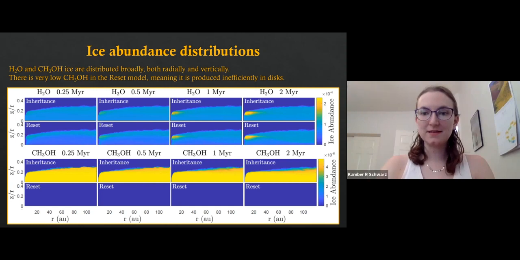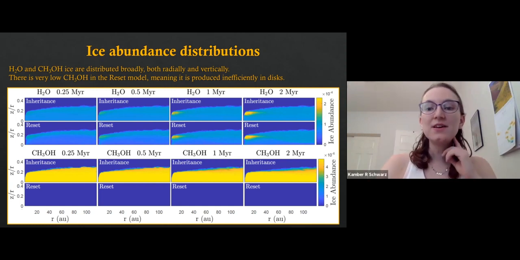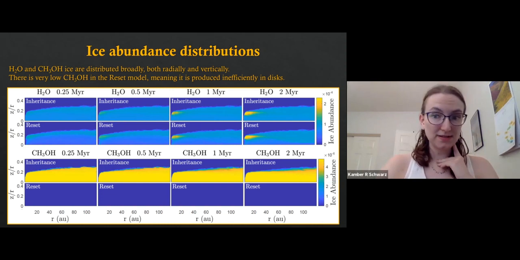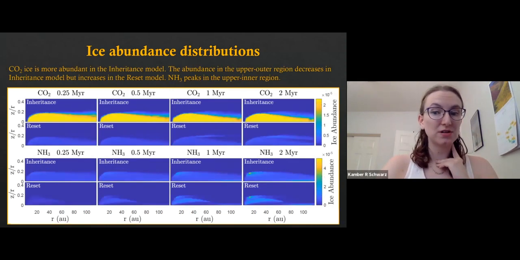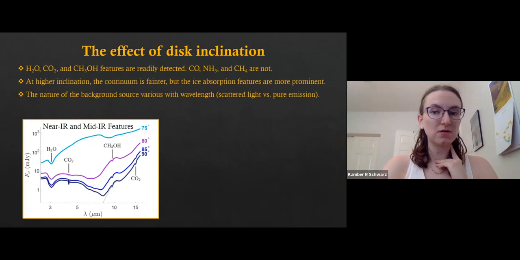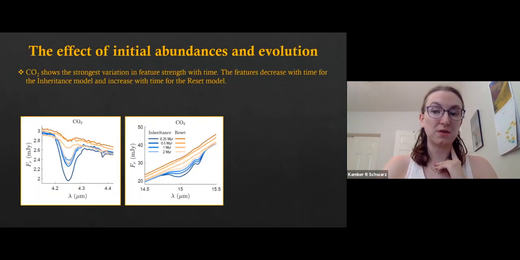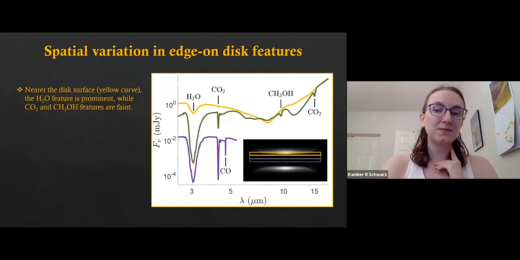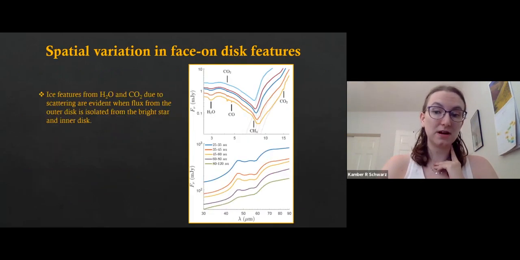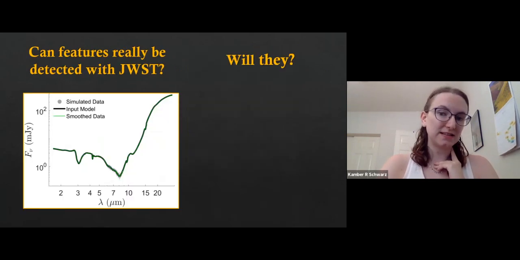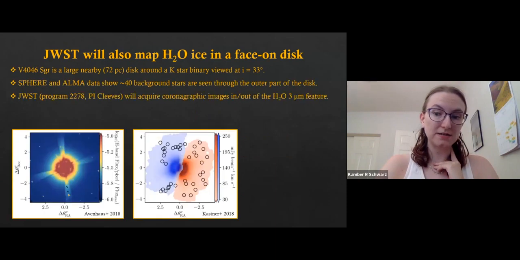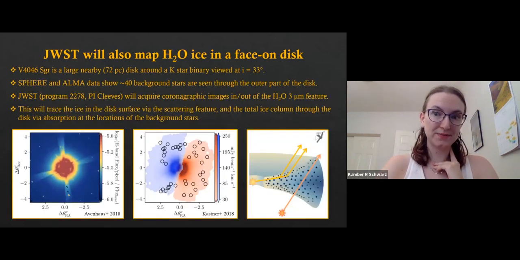All right. We have another question from Neil, who says, in V4046 Sgr, how much of the water feature towards a background star would come from the star's absorption modified light, and how much from the scattered light of the disk hosting star? Does determining the ice's abundances require decomposing the band profile?